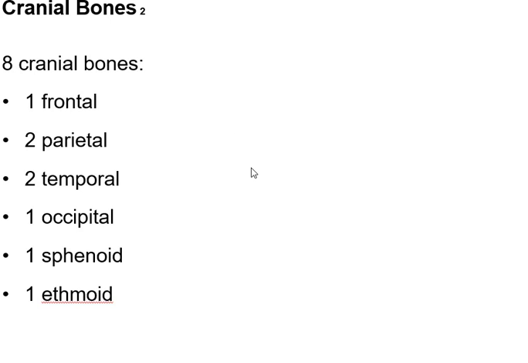For those of you who don't have me for lab and you only have me for lecture, I'm going to just talk about one bone in particular. So you have 8 cranial bones. You have 1 frontal, 2 parietal, 2 temporal, 1 occipital, 1 sphenoid, and 1 ethmoid. The occipital bone lies over the occipital lobe, and when you look at your eyes and you think about going straight back from your eyes to the back of your skull, that's your occipital bone.